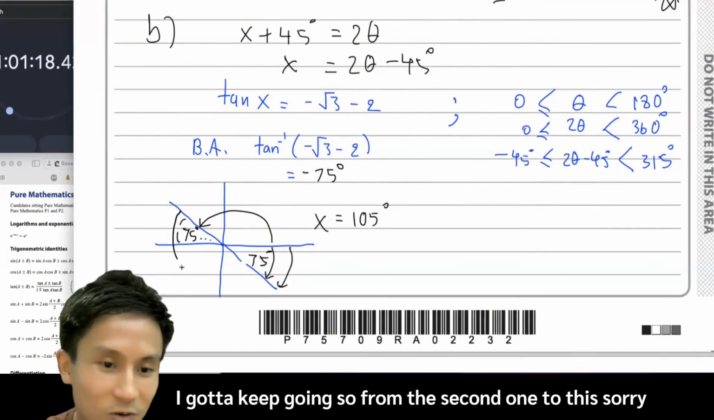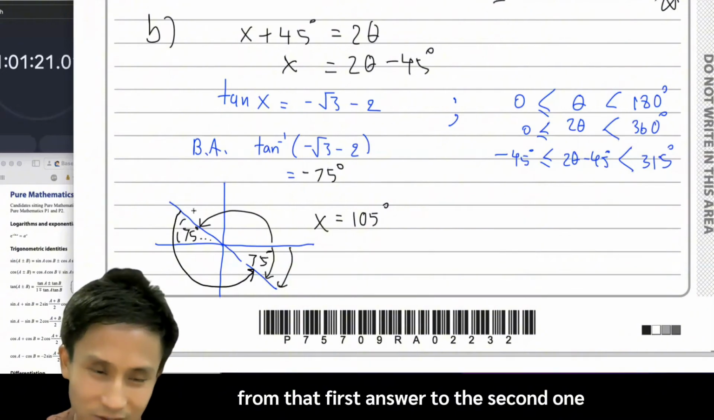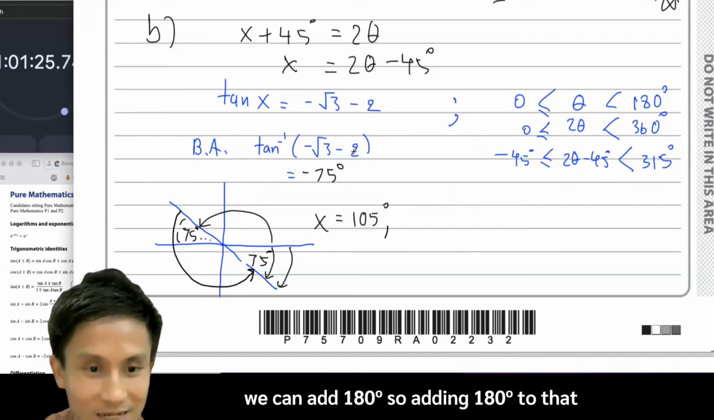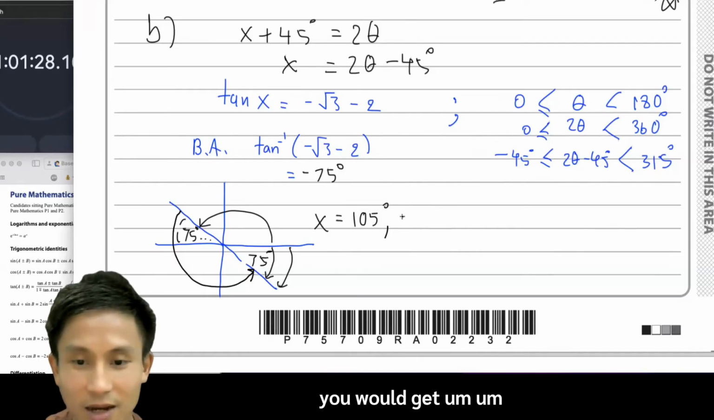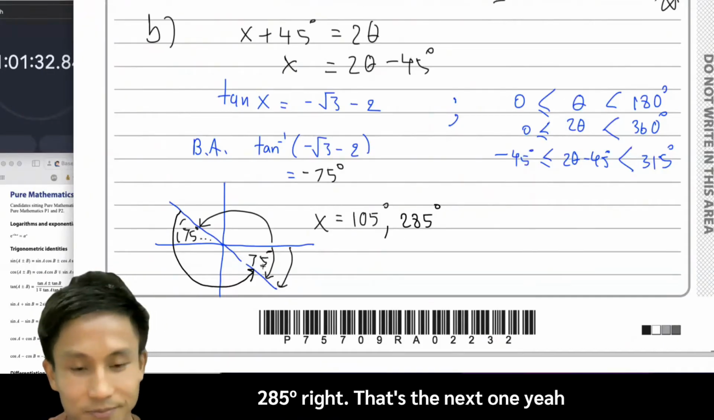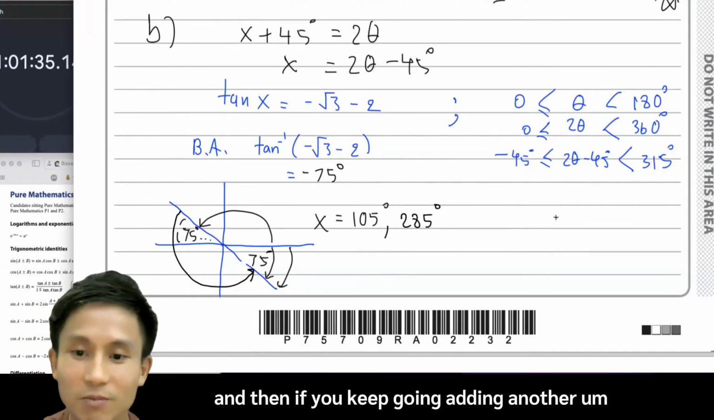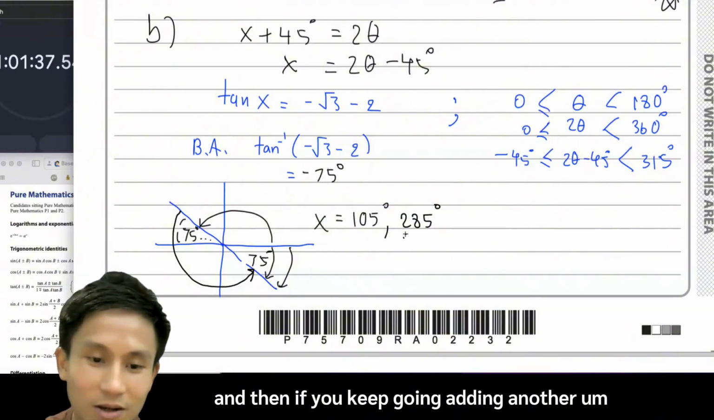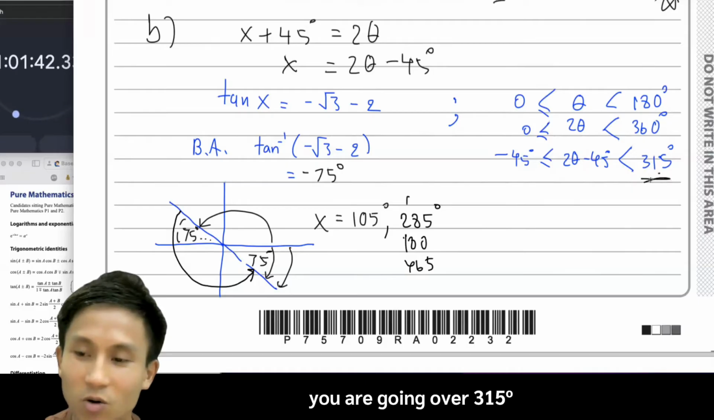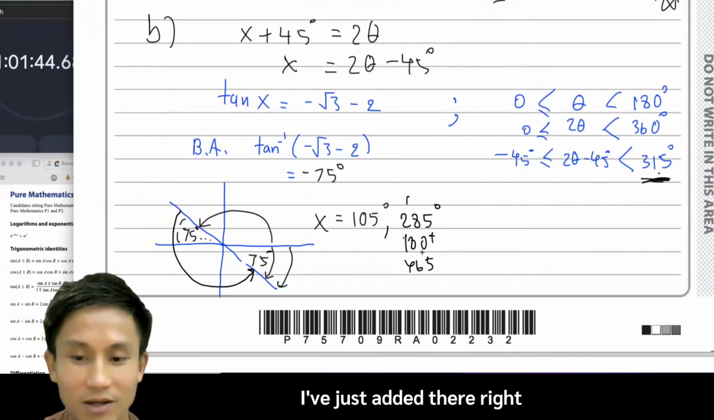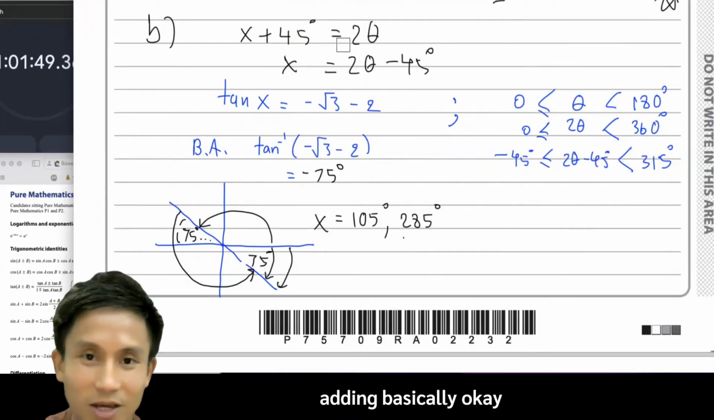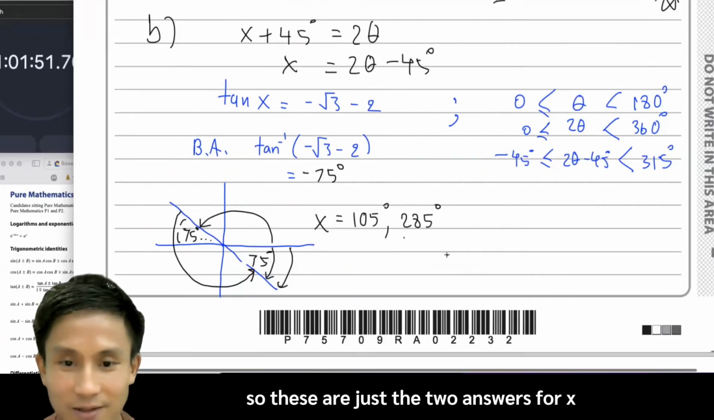So from that first answer to the second one, we can add 180. So adding 180 to that, you would get 285, right? That's the next one. And then if you keep going, adding another 180 to see if you can get to the other one, you are going over 315. Just doing column adding, basically. Okay, so these are just the two answers for x.